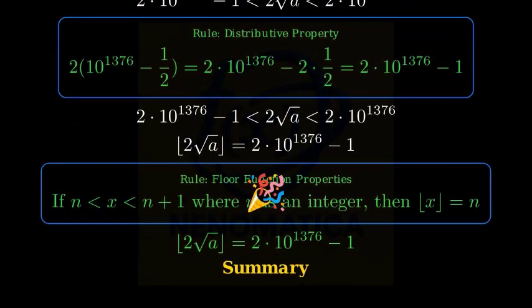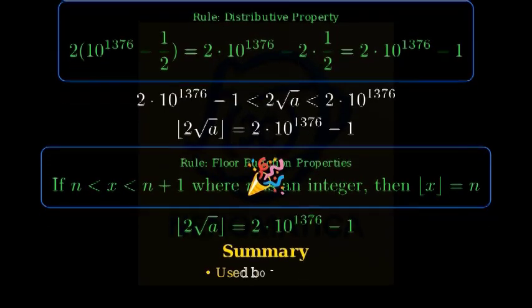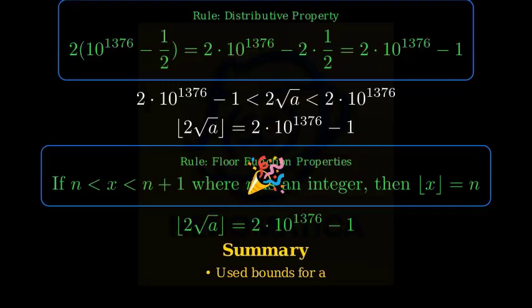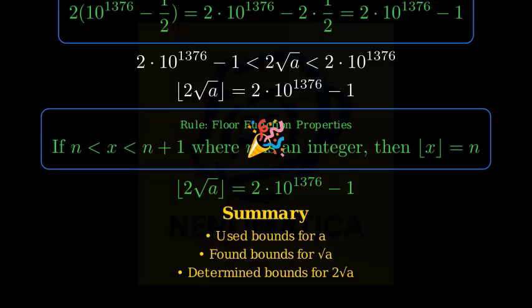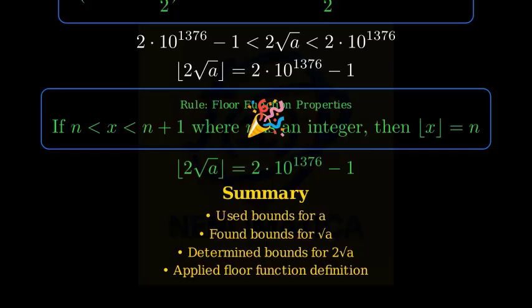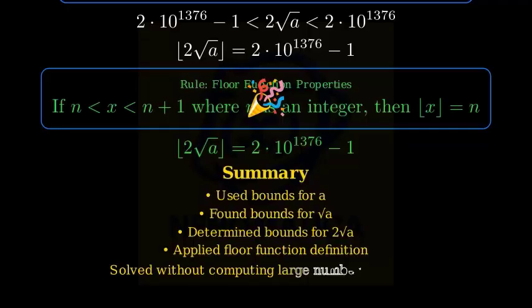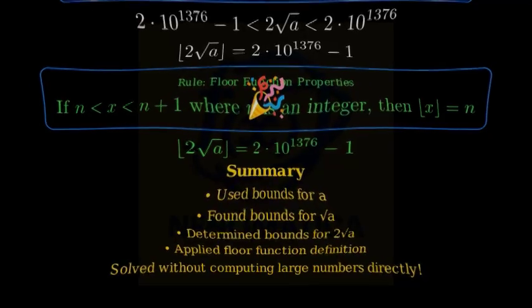Let's summarize what we've learned in this problem. We started with a complex expression involving very large exponents. We used the bounds provided in the note to establish inequalities for a. We then took the square root of each part of the inequality to find bounds for the square root of a. Next, we multiplied by 2 to find bounds for 2 times the square root of a. Finally, we applied the definition of the floor function to determine the exact value. This problem demonstrates the power of using bounds and properties of floor functions to solve problems involving very large numbers without having to compute them explicitly.